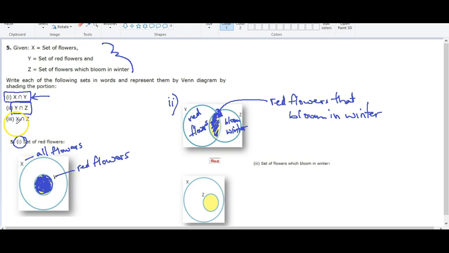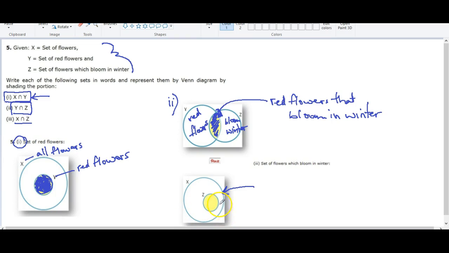And the last intersection, X intersects Z, is the set of flowers and the set of flowers which bloom in winter. And again, it's very similar to the first one that we did over here, where X is all the flowers, Z are the flowers that just bloom in winter, and it's a subset of all flowers.